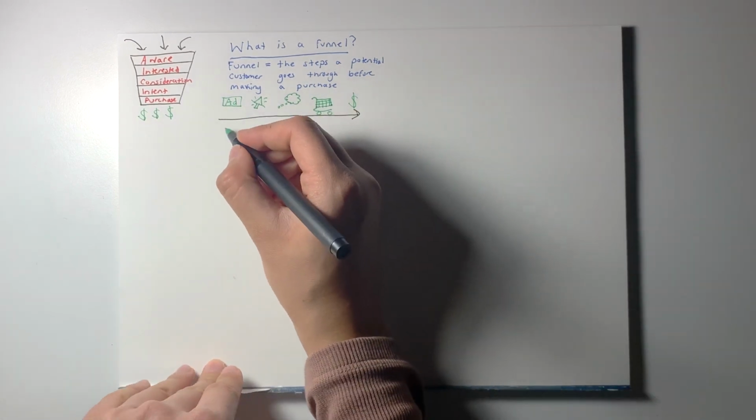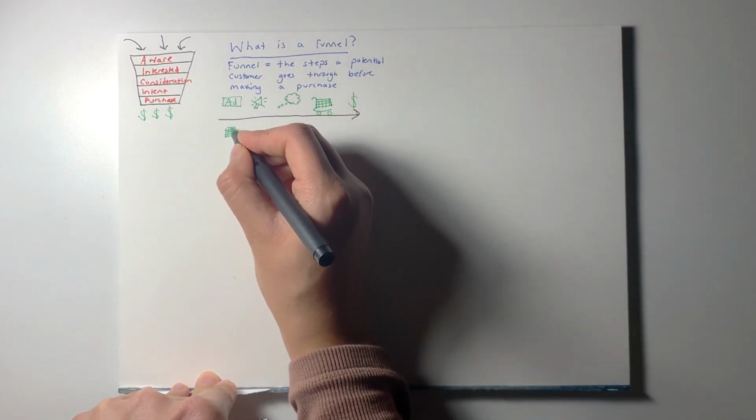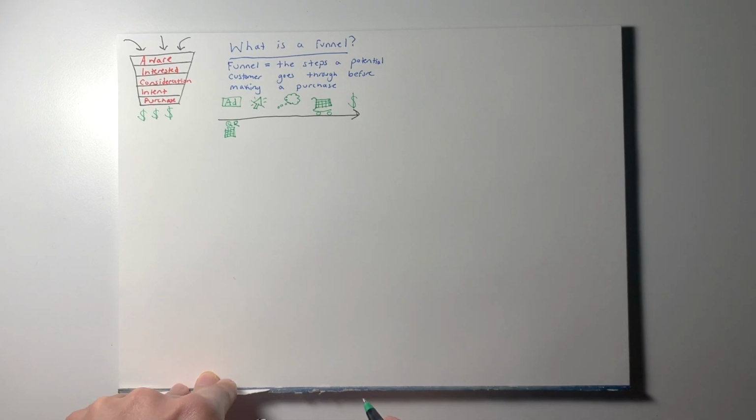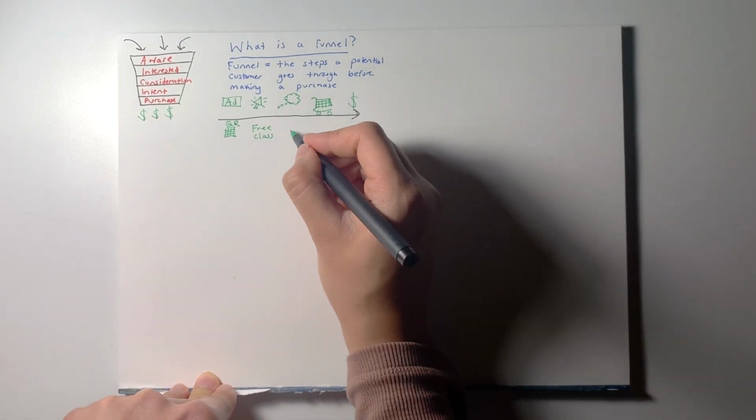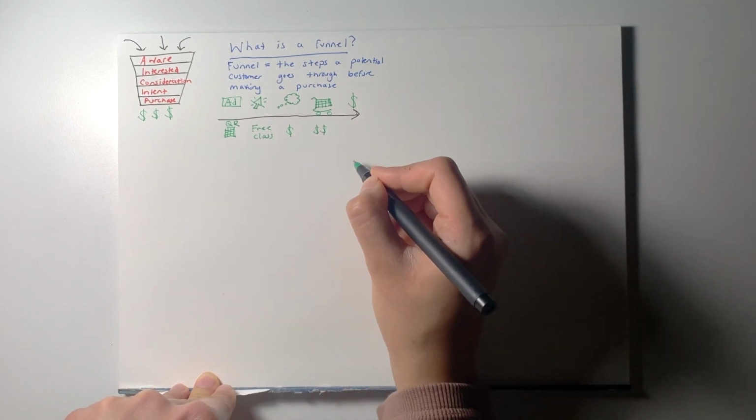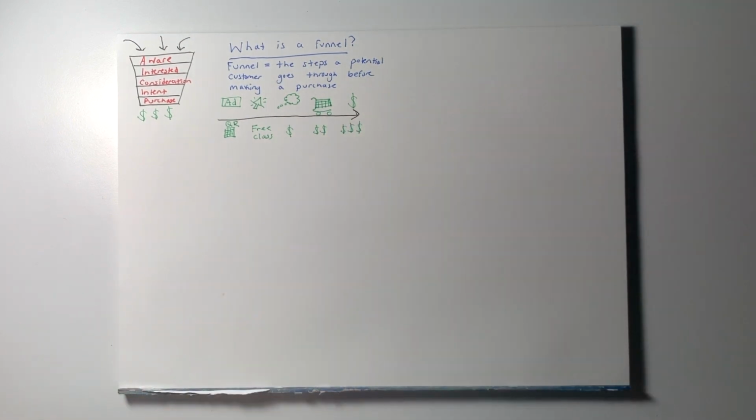Let's take another example of someone who sees a flyer on the street with a QR code to a free dance class. They go to attend the free class, and from there, maybe they pay for one basic dance class, then an advanced class, and then they choose to purchase a bundle.